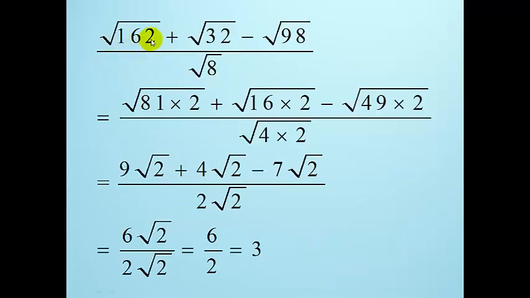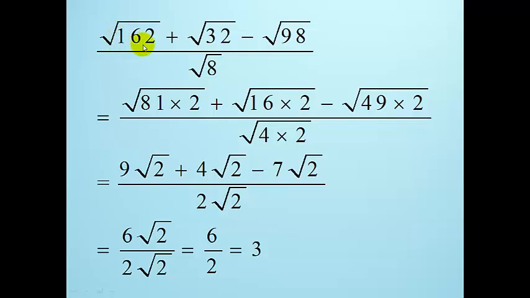Given the square root of 162 plus the square root of 32 minus the square root of 98 divided by the square root of 8. Now 162 is equal to 81 times 2, and 81 is the perfect square. 32 is equal to 16 times 2, and 16 is the perfect square. 98 is equal to 49 times 2, and 49 is the perfect square. And 8 is equal to 4 times 2, and 4 is the perfect square.